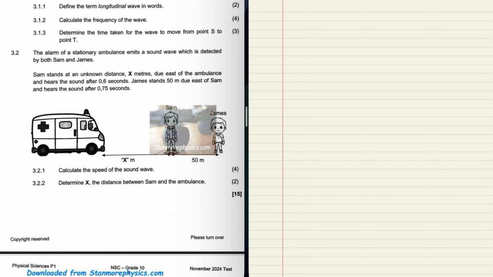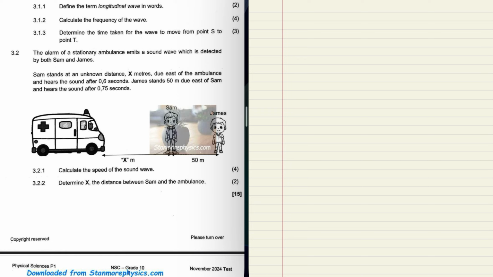So for 3.2.1, we can say that speed is equal to distance divided by time. We don't know the speed, but we know the distance between Sam and James. So that's going to be 50 meters.